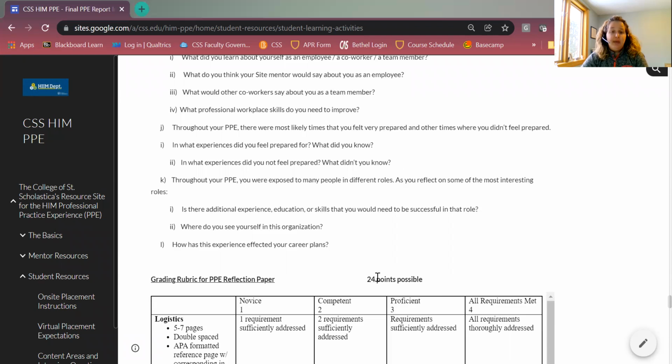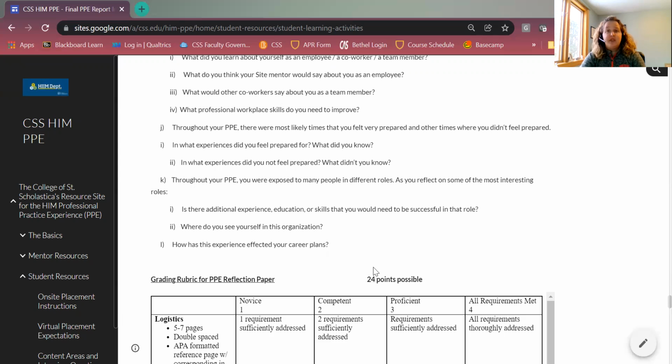Throughout your PPE, there were most likely times when you felt very prepared and other times when you didn't feel prepared. What experiences did you feel prepared for? What did you know? And what experiences did you not feel prepared for? What didn't you know? Then throughout your PPE, you were exposed to many people in different roles. As you reflect on some of the most interesting roles, is there additional experience, education, or skills that you would need to be successful in that role?